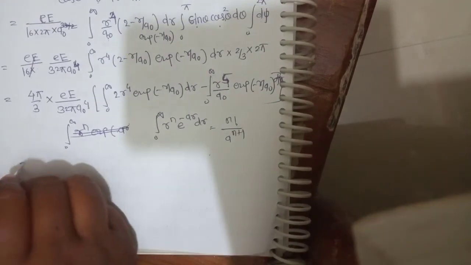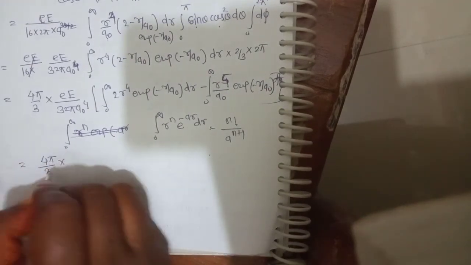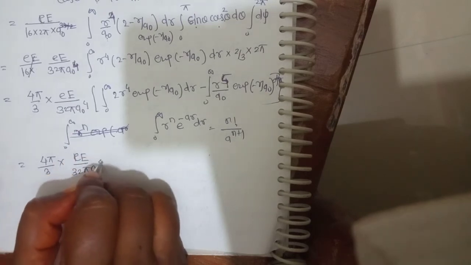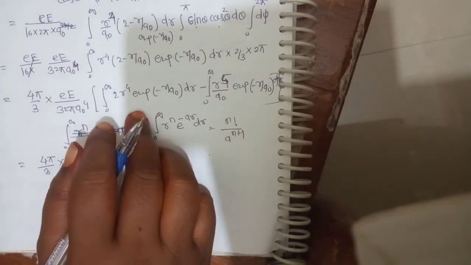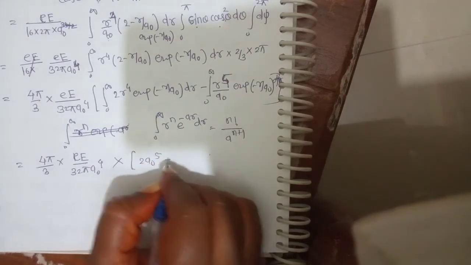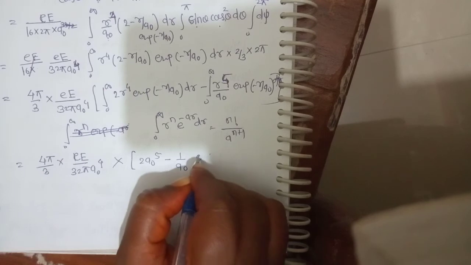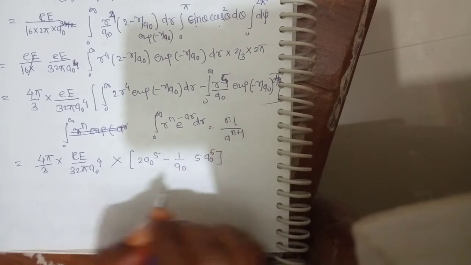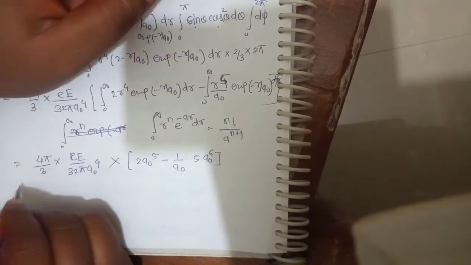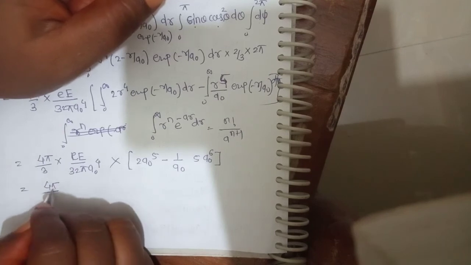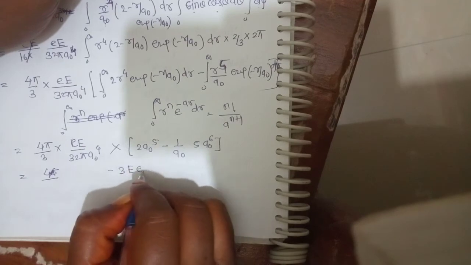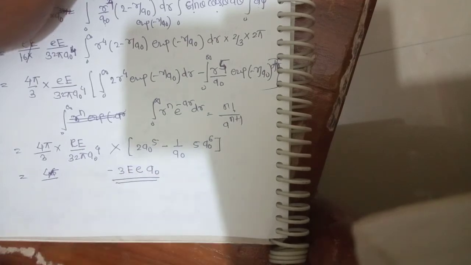So at last you will get the answer 32 pi n naught to the power 4 into, what you get, 2 a naught to the power 5 divided by 1 by a naught. I am writing directly here. आप लोग कैलकुलेट कर लेना, ठीक है. 4 pi by, simplify this term, at last you will get 3 e a naught. Okay, understand?